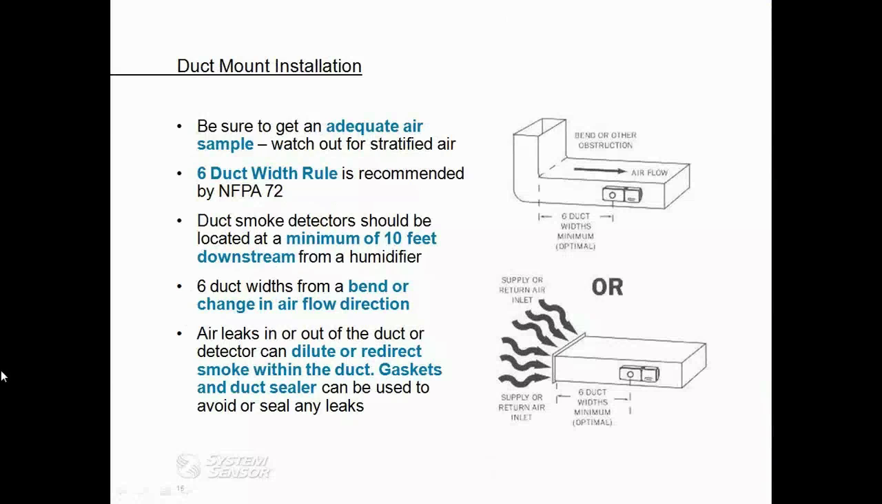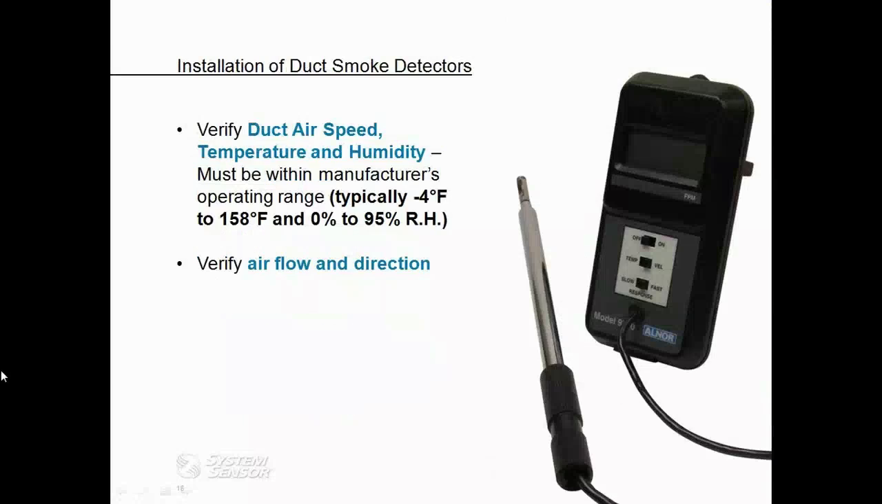It is important to ensure that the duct itself and the detector are properly sealed. This helps to prevent air leaks that could redirect or dilute the smoke that is present in the duct. We also provide gaskets with all of our duct smoke detectors that help to provide a proper seal where the exhaust tubes and sampling tubes are going into the ductwork itself.